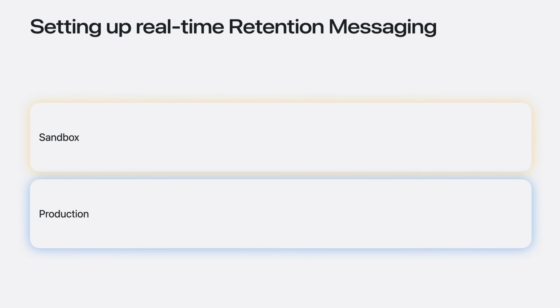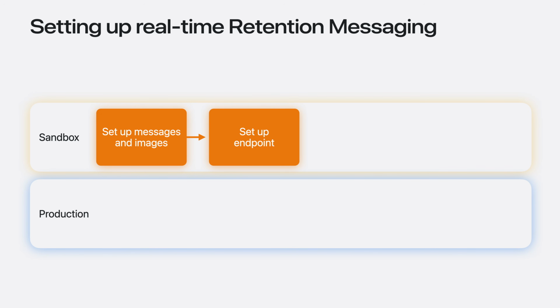Get started in Sandbox for setting up real-time retention messaging. First, set up all your test messages and images in Sandbox. When that is completed, set up your endpoint to begin receiving requests when a tester tries to cancel their subscription.